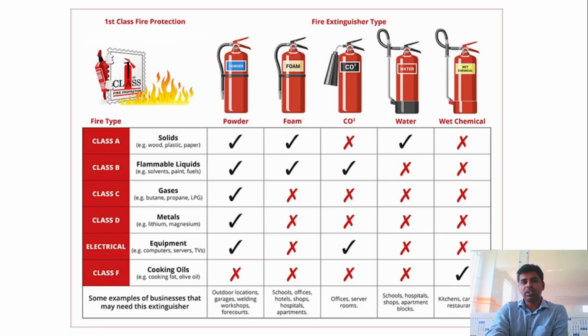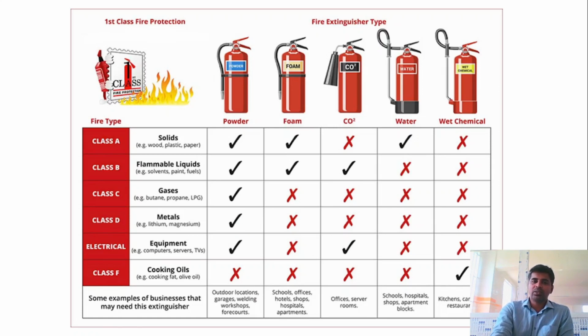For example, the powder extinguisher we mostly use in outdoor locations, that's what has been mentioned here. Outdoor locations include garages, welding workshops, food courts. These are the places where a powder extinguisher is placed. But foam is mostly placed in schools and offices.